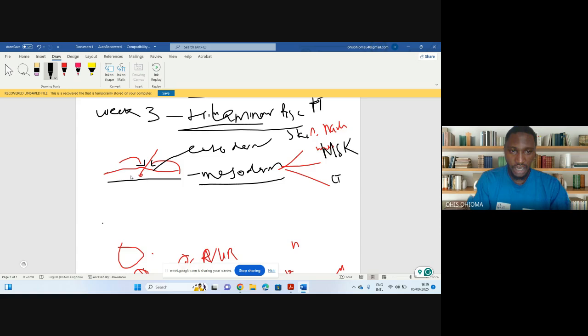Now, what am I trying to drive at? Among these remaining cells, there is a cord-like tissue that arises around the 3rd week after the primitive streak has done its job. That cord-like cell is known as the notochord. And the notochord secretes this molecule, which is responsible for the process of neurulation.